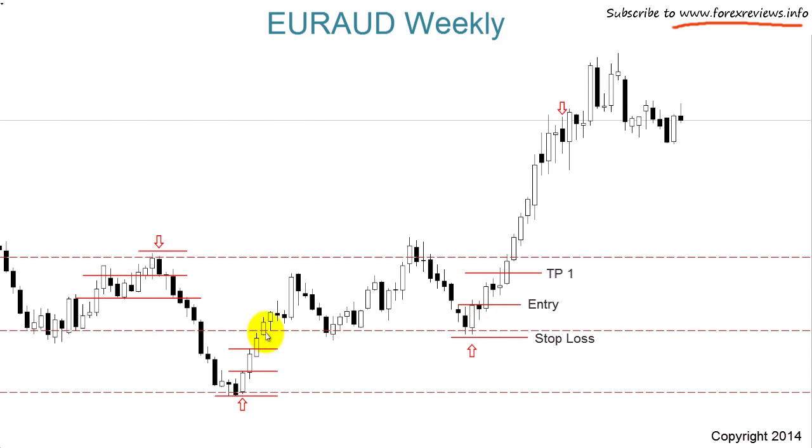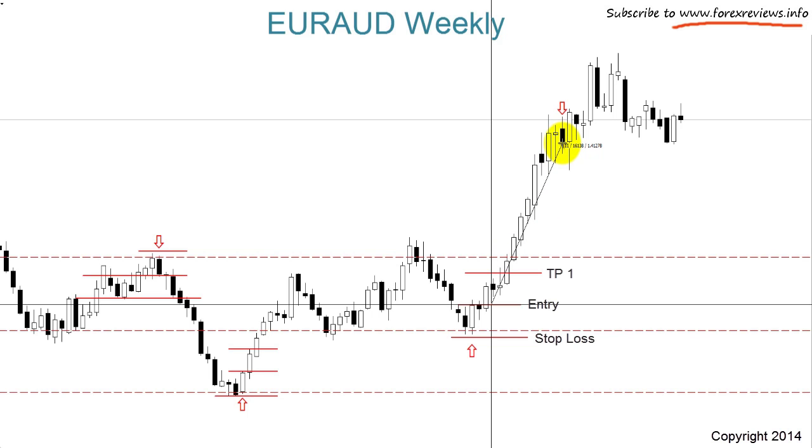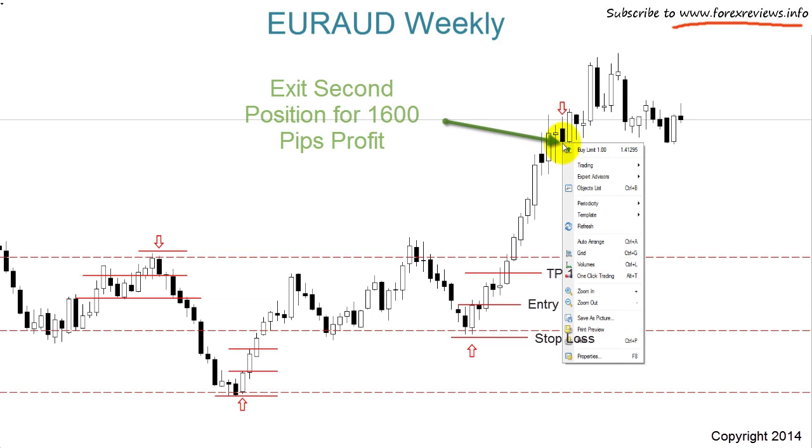Okay, so here's another bullish engulfing at structure. As you can see, structure support. Got a bullish engulfing, good entry. Enter above. Exit your first position at a 1-to-1. The second trade you allow to run until you get an opposing candle. We didn't get an opposing engulfing candle all the way up to here, a couple of months later, for 1600 pips on the second position.